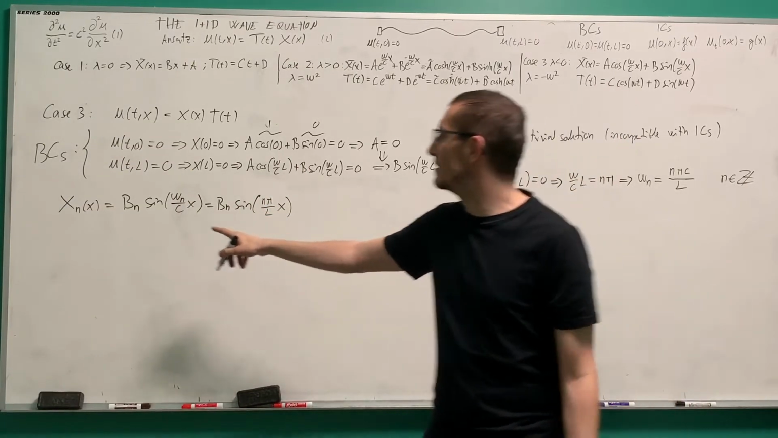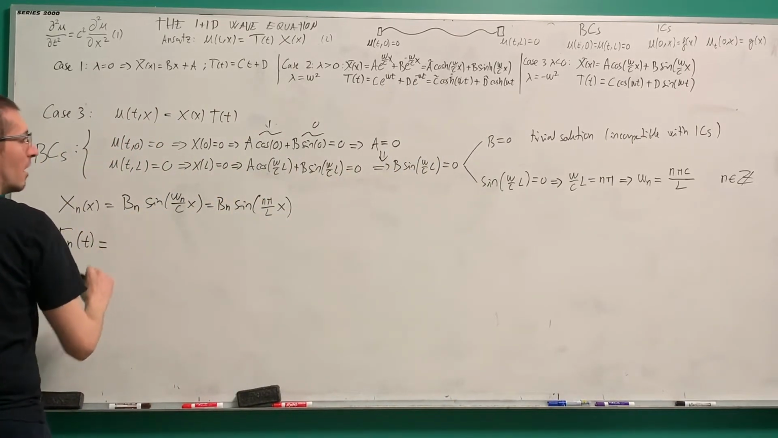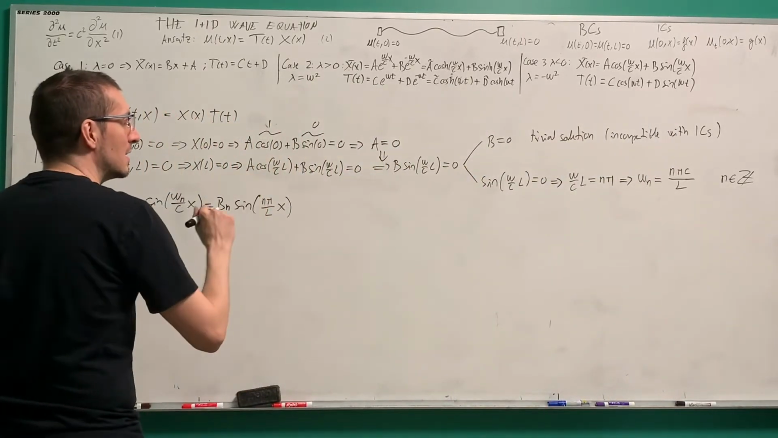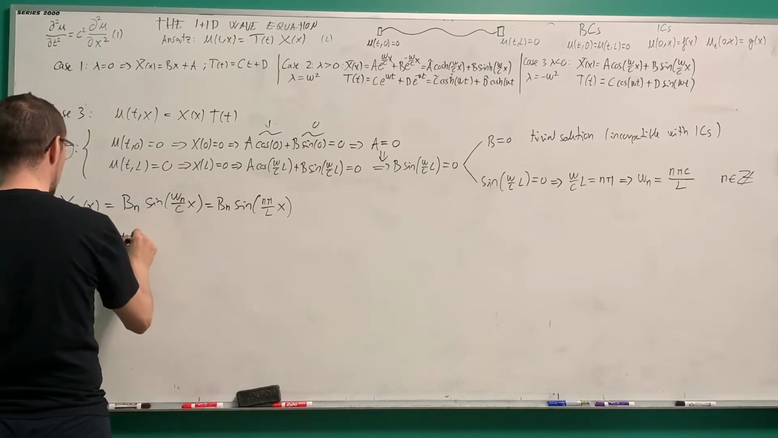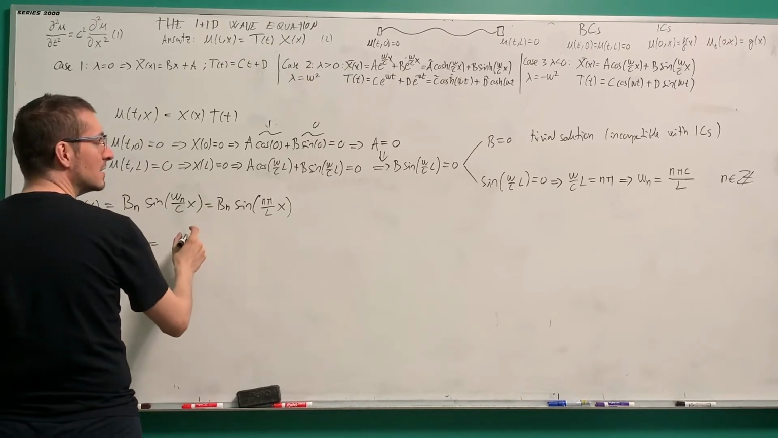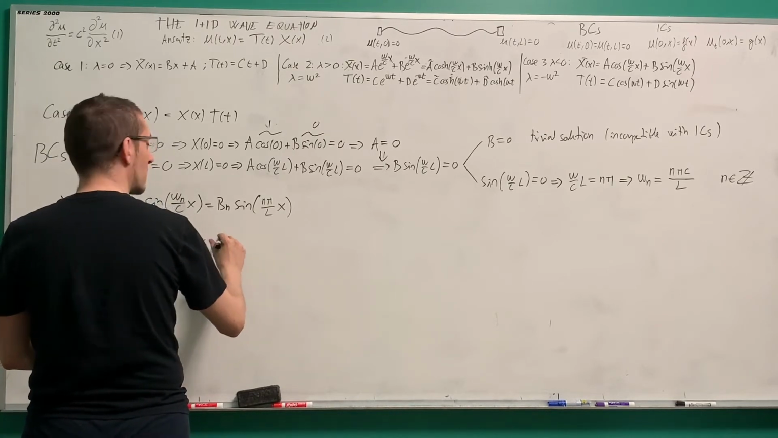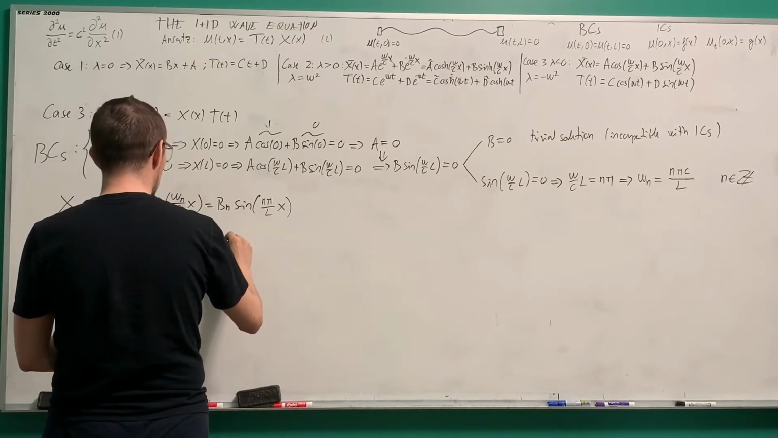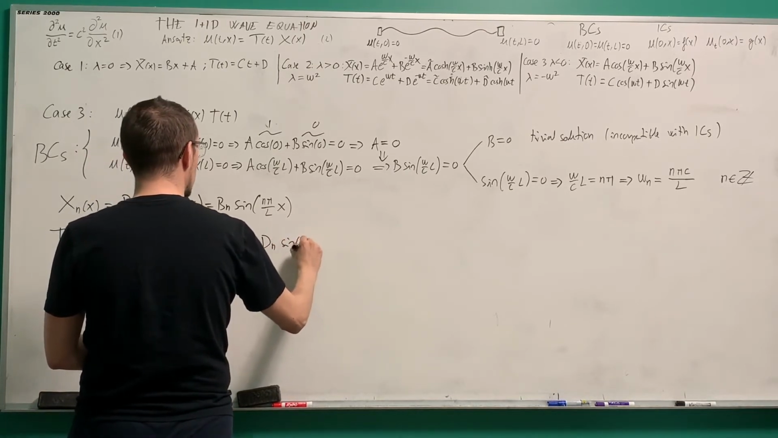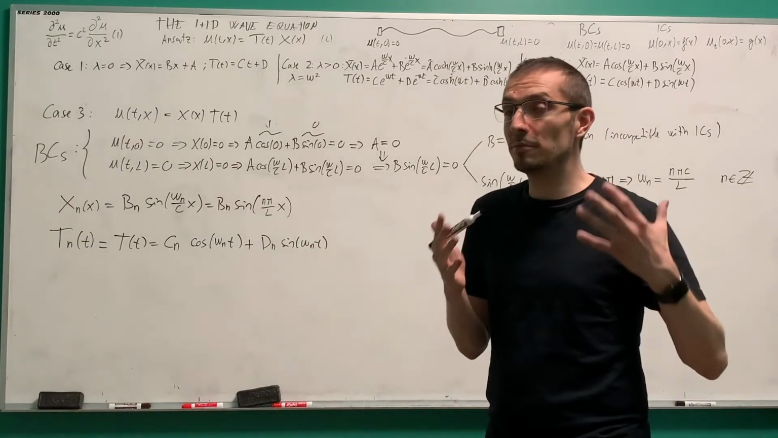Now let's compute what the Tn's would be. Tn of t are, well, I go to the solution in this case, and that tells me that the T of t would be, I have in principle, cn cosine of omega n t plus dn sine of omega n t. All right, but now a little bit of thinking to optimize things.